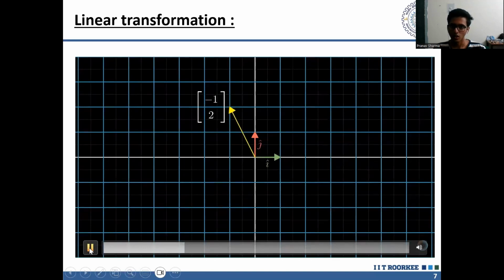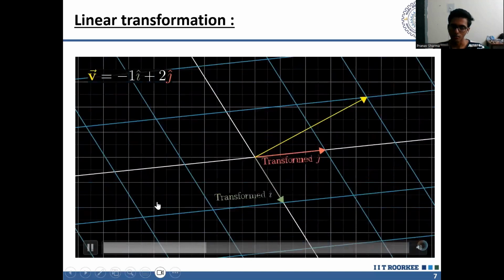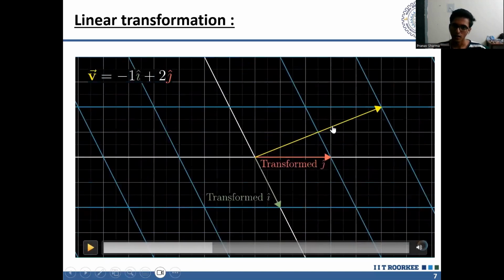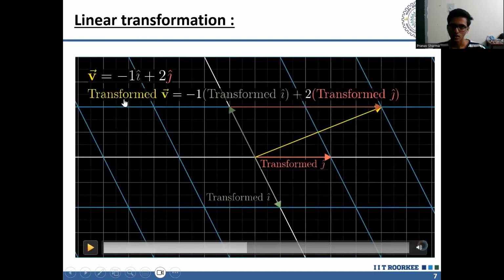we only need to see how the transformation is affecting the i and j vectors, and in the same way it will affect the v vector, which is just a combination of both of them. So we can get the v vector as a combination of the transformed i and the transformed j vector. As you can see, the transformed v vector is -1 times the transformed i cap plus 2 times the transformed j cap.